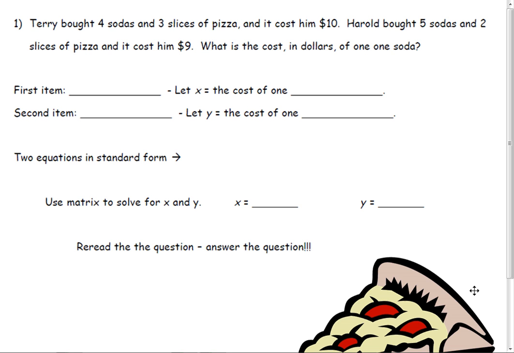Maybe it was only $20. Does he have enough money to do this? You do it all the time. Okay, so Terry buys 4 sodas and 3 slices of pizza, and it costs him $10.